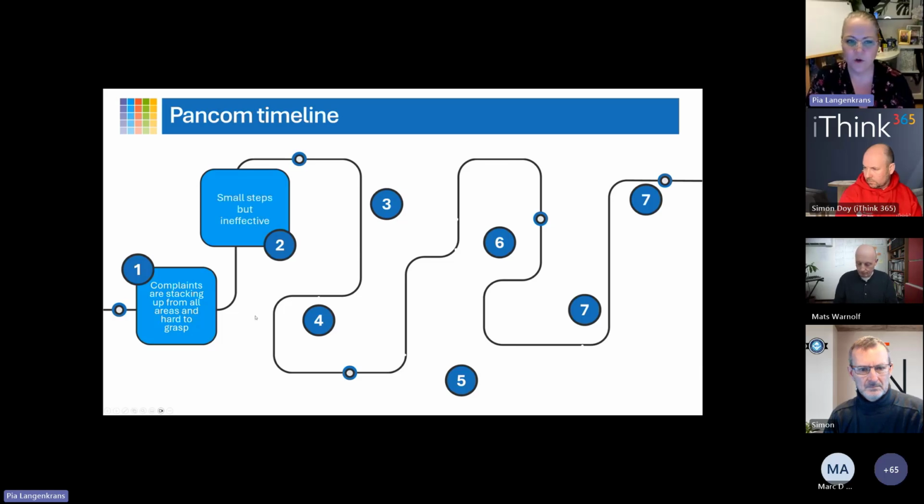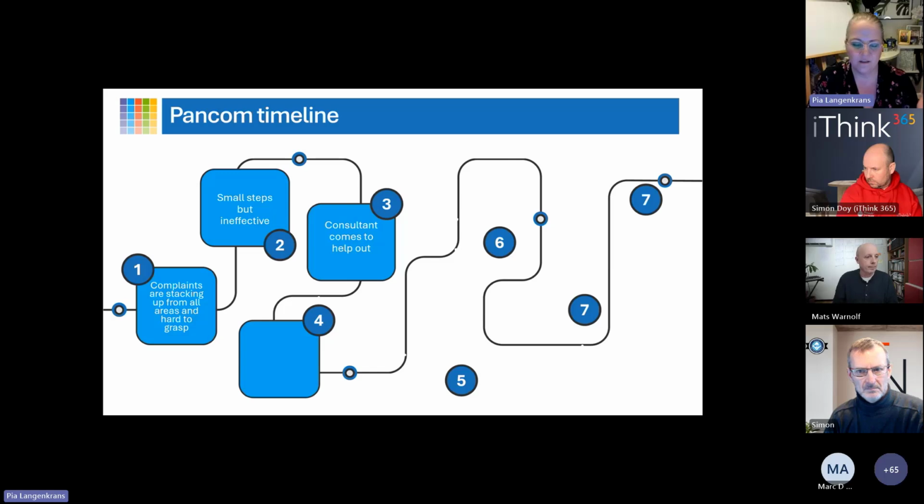So they start with small steps, but it's inefficient. They start with a pilot group to work on the digital workplace. So there are small steps, but it doesn't really impact the business as they want to. The maturity goes slow. So they get a consultant to come and help out, Stephen. So he gets into it, talking to everyone and helping everyone. And then, bam, there's a security incident.